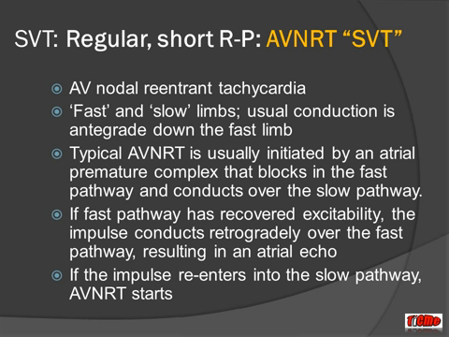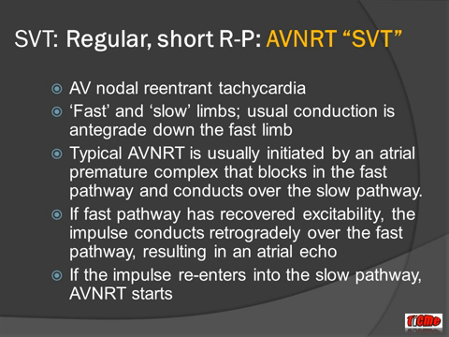So AVNRT, or AV nodal reentrant tachycardia, is the most common of the paroxysmal SVTs. It's about 90% of them. It happens because within the AV node there's fast and slow conducting limbs, and usually you conduct antegrade down the fast limb. Now, antegrade means in the direction from atria to ventricle. Retrograde means in the direction from ventricle to atria.